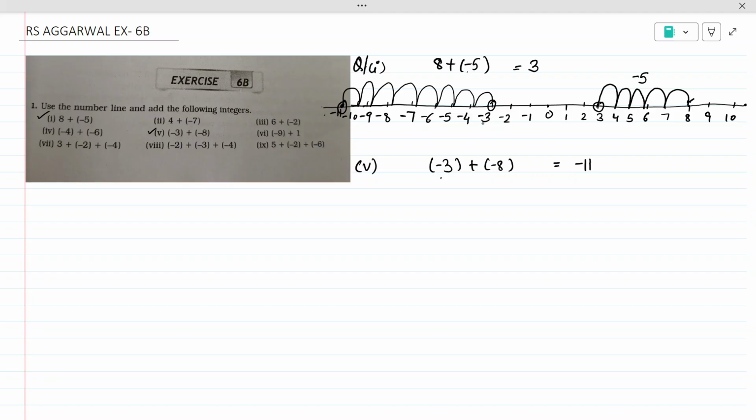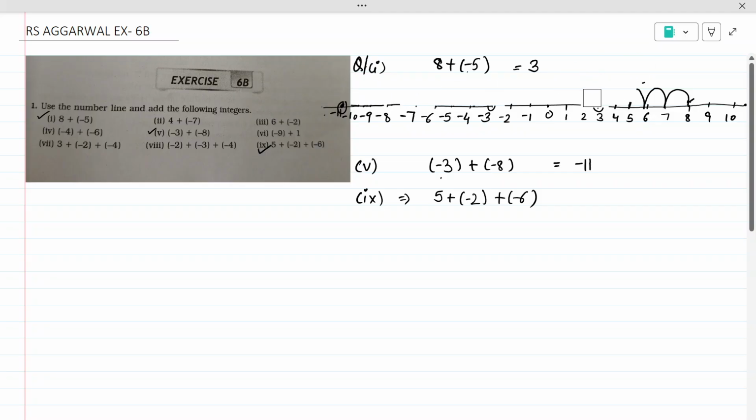I'm picking one more question and the rest of the questions are homework for you. I'm picking the last part. So what we have here, we have 5. To this 5, we have to add minus 2 and then minus 6. So let me erase what we have done here first so that we can do it more easily. Okay, otherwise it will create unnecessary confusion for us. So let me again do this. But kids, when you're doing it in your notebook, every time you have to create a new number line.